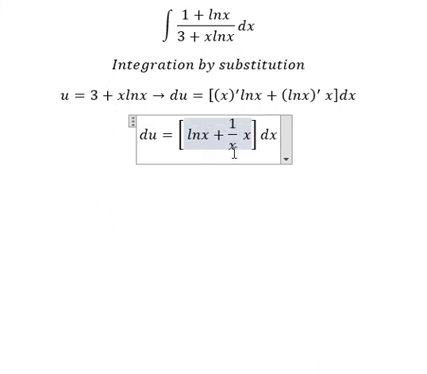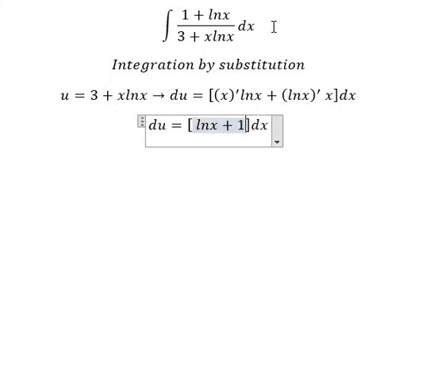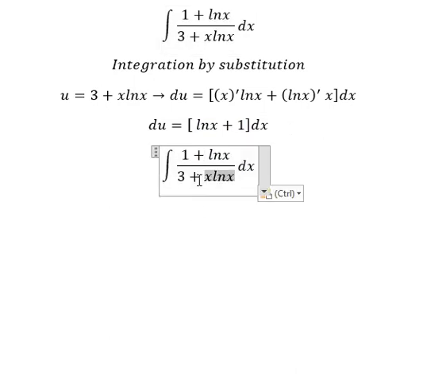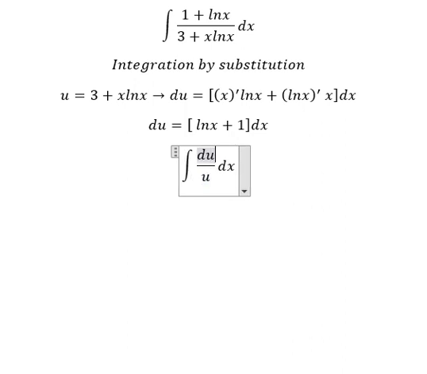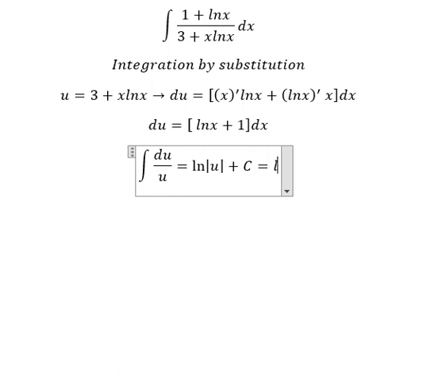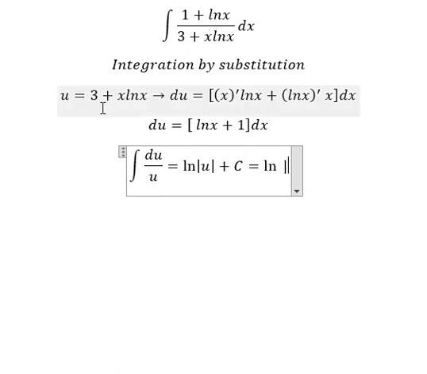So x divided by x, we have number 1. So this one we change for u. This one we change for du. The integration of this one, we have ln of the absolute value of u. And we put c. About u, that's about this one.